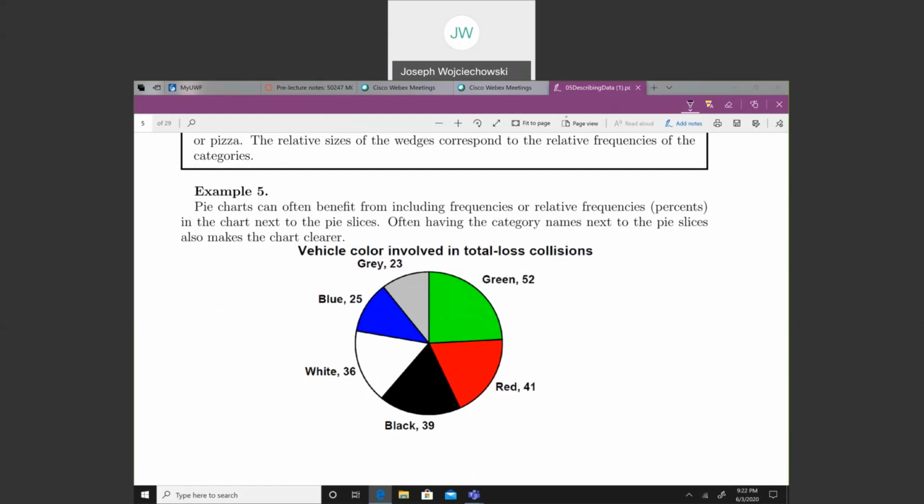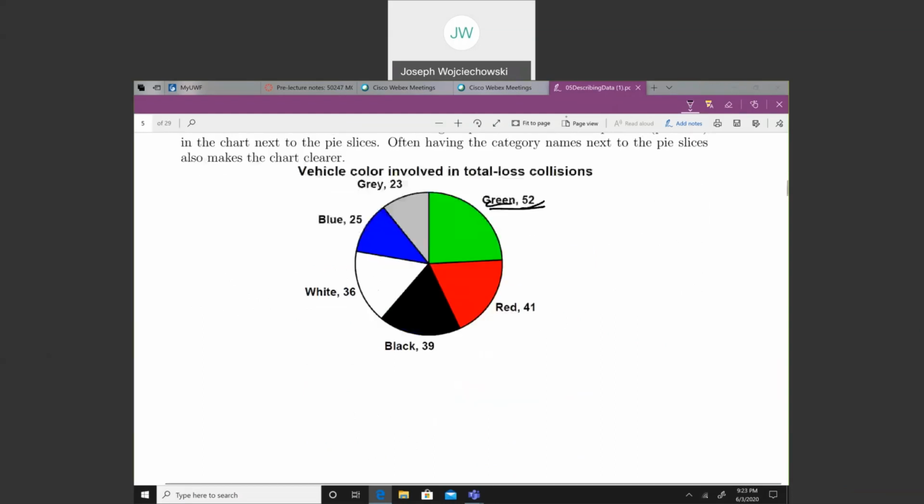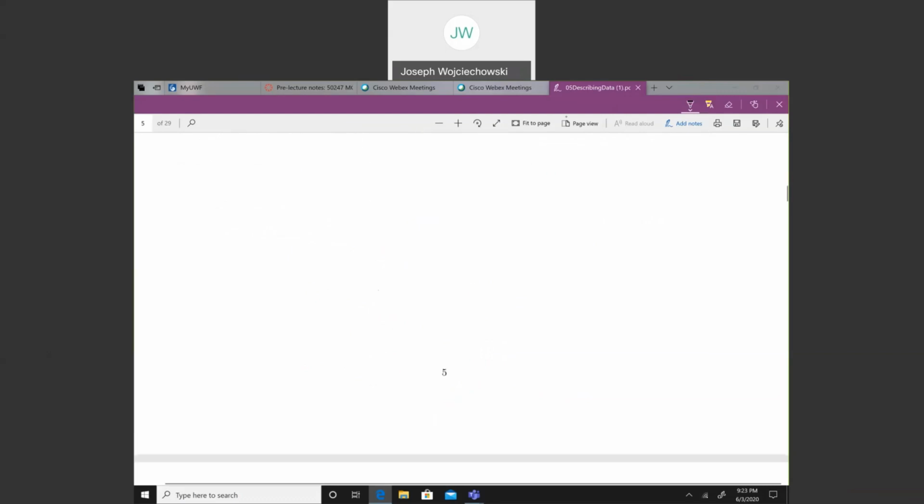So here we have again the same information in a different fashion. We've used color to denote the different categories as well as labeling the categories and telling the number of accidents. The pie chart itself gives us a nice visual representation, but without these numbers and names here, it would be a little more difficult to read. So those come in handy.